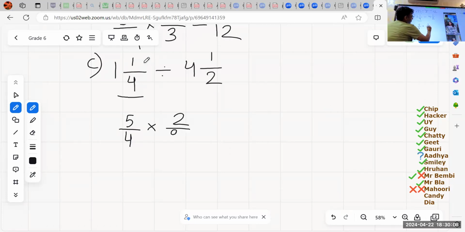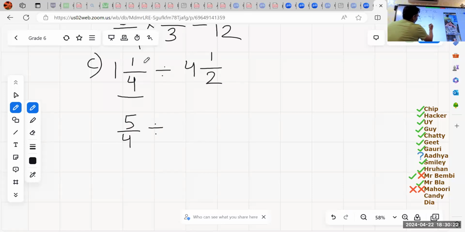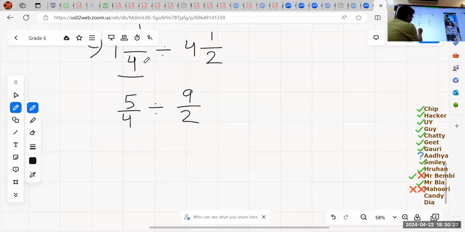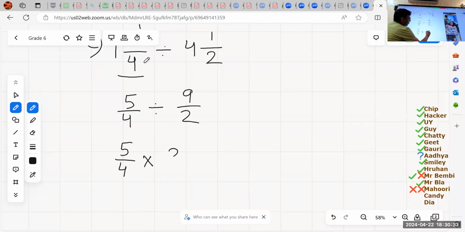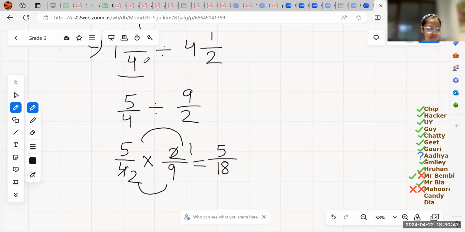Yes, sir. So remember, once again, I will explain you. Let me explain it the longer way, not the shorter way. This will become 5 by 4, divide by 9 by 2. Because it is division, divide changes into multiply, and 9 by 2 changes into 2 by 9. So 2 ones are 2, 2 twos are 4, and I will get 5 into 1, 5, 2 into 9, 18. Have you understood? Yes, sir.